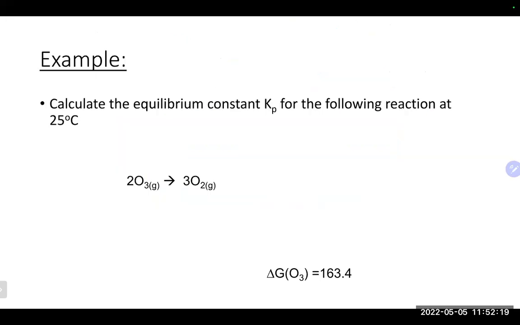All right, so let's take a look at some examples here. Why don't you try this one here? Calculate the equilibrium constant for the following reaction. Here's some table values that you can find for delta G. I will add the O2 in there for you for free. It is 0. By the way, these are kilojoules here.